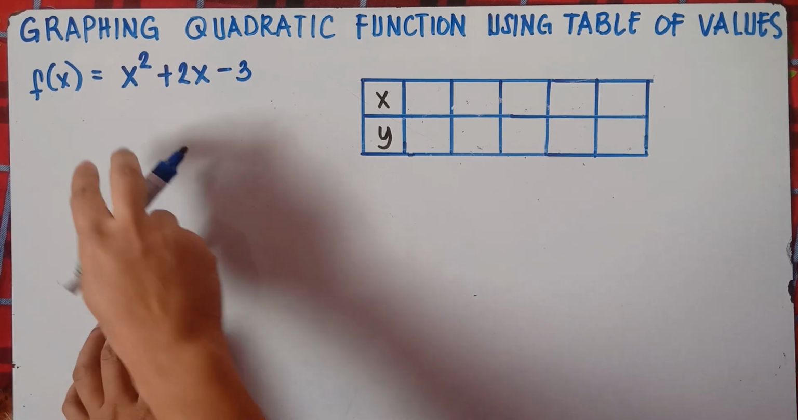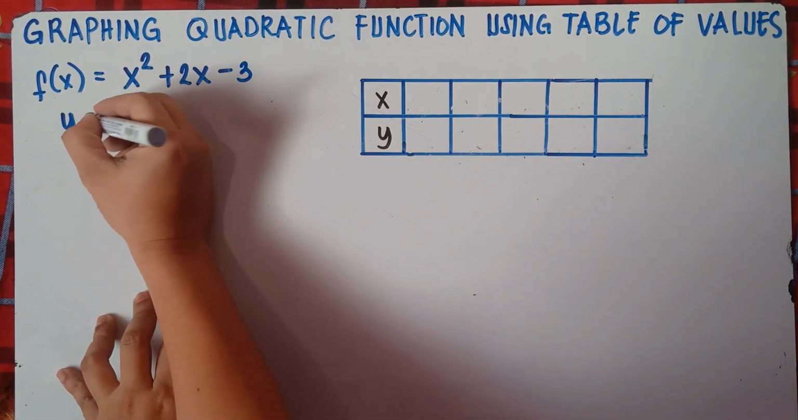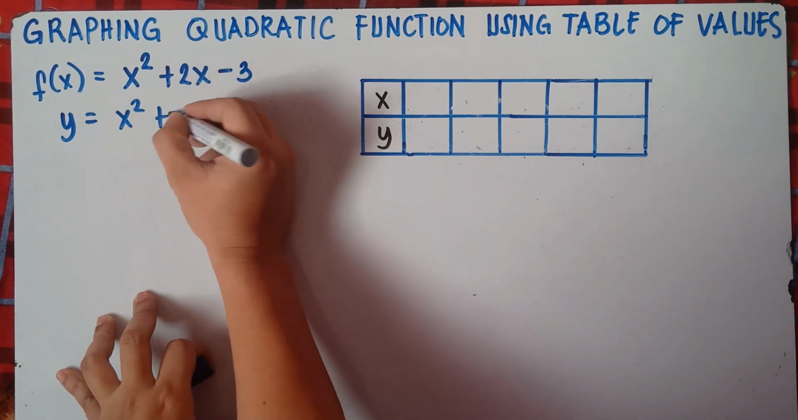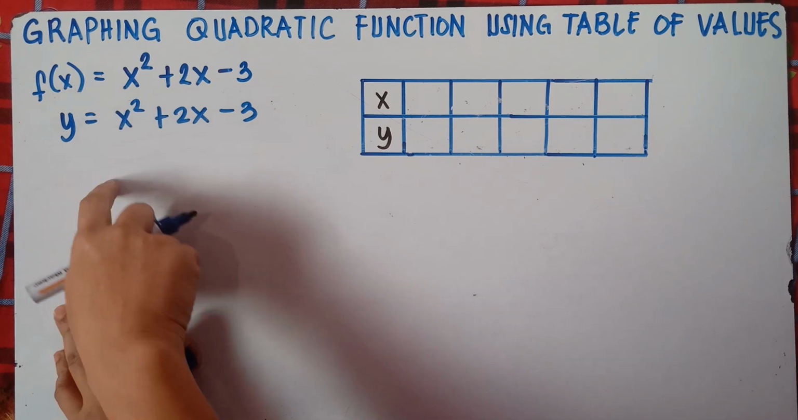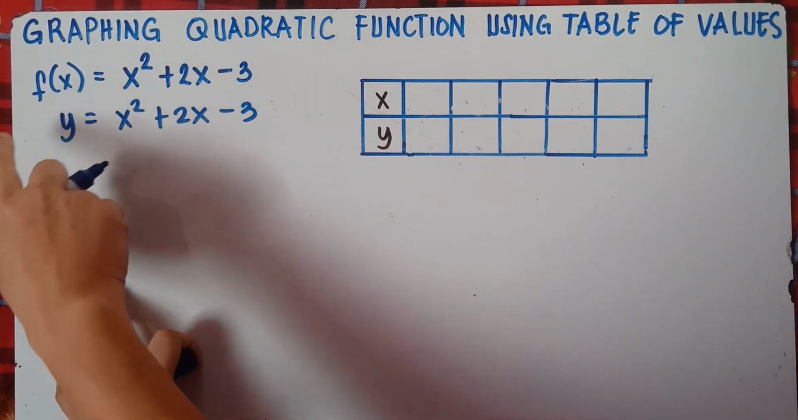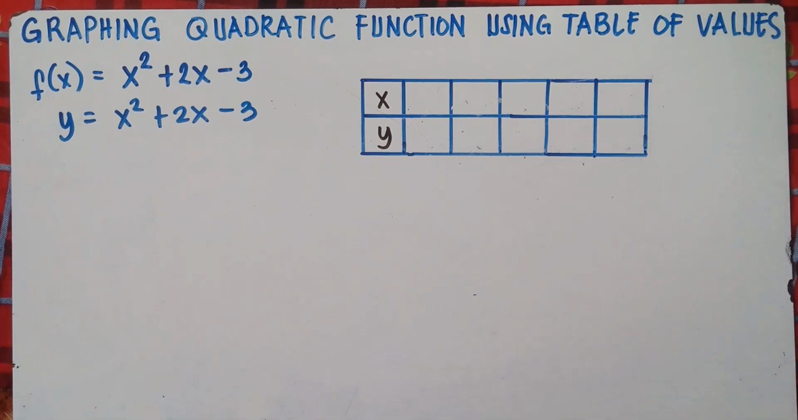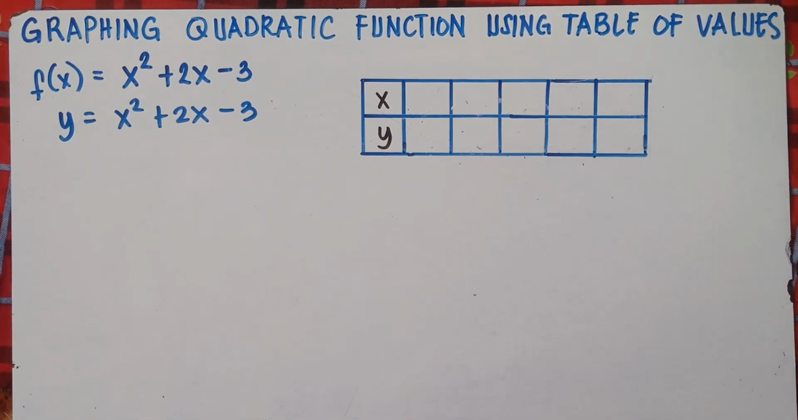Alright, so this function f of x, we can write as y equals x squared plus 2x minus 3. Once again, class, this is just the same: f of x, you can write it as y. So f of x is equal to y. And then you find the x values, class, the center part, the axis of symmetry.